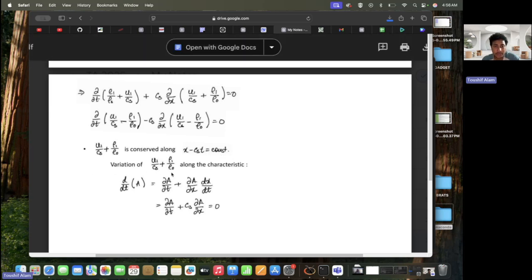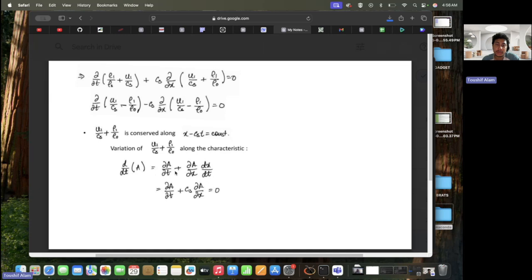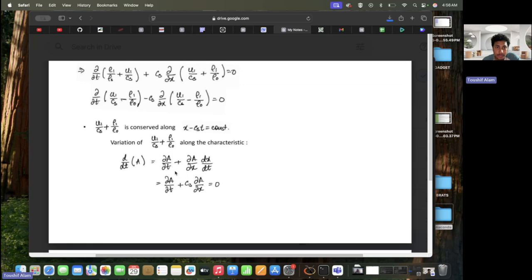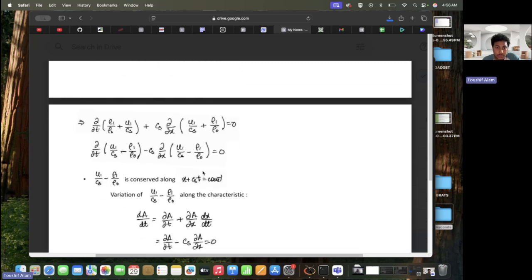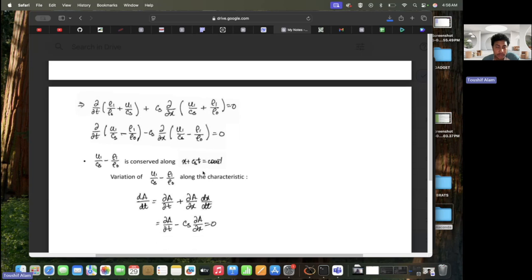So the variation of U1 by Cs plus rho 1 by rho naught along the characteristic: dA by dt is equal to del A by del t plus del A by del x dx by dt, which is del A by del t plus Cs del A by del x equal to 0. So this is conserved along x minus Cs t equal to constant.